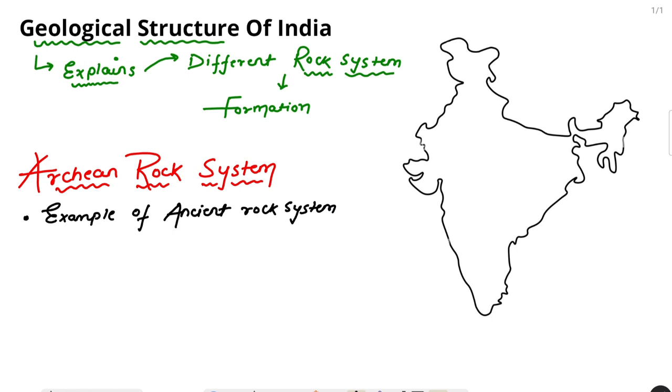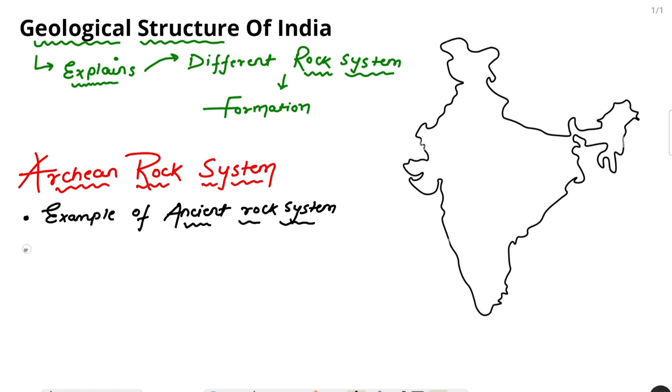That is the first point we need to know about the Archean rock system. After the Archean rock system there are Dharwar, Kadapa, Vindhyan also, but we will talk about those later. Right now we are talking about the Archean rock system. The first is that it is an example of an ancient rock system, and the second is why it is this ancient. If somebody asks you, okay, you know this is a very ancient rock, but how ancient? What is the age of this Archean rock system?